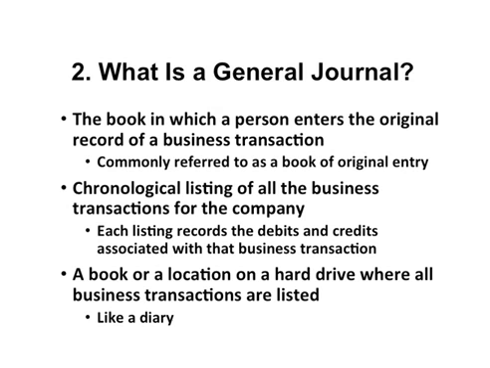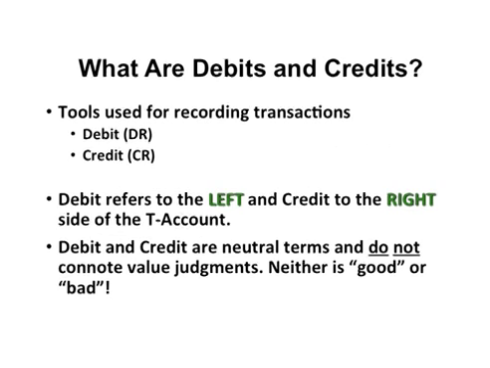Now, all the transactions are recorded chronologically in this book. Now, each listing record has a debit with a corresponding credit. Now, let us look at what is a debit or a credit. Now, the tools used for recording the business transactions are debit and credit. The short form of debit is DR, the short form of credit is CR. Debit refers to the left and the credit refers to the right side of the T account.